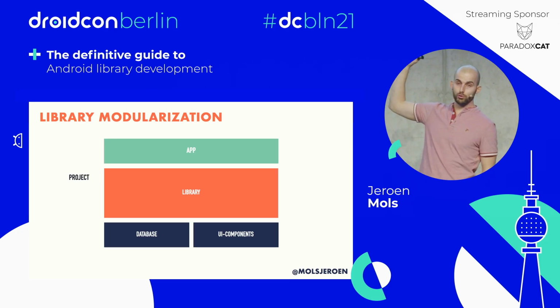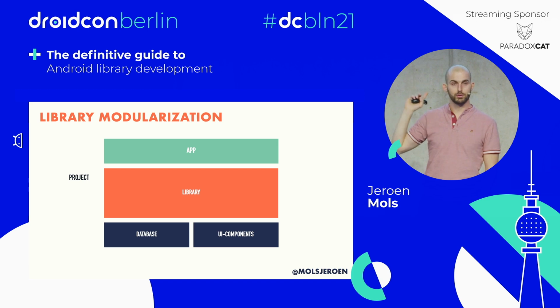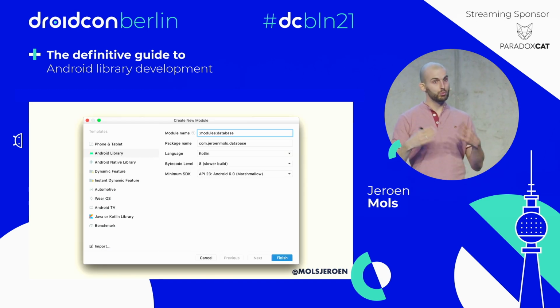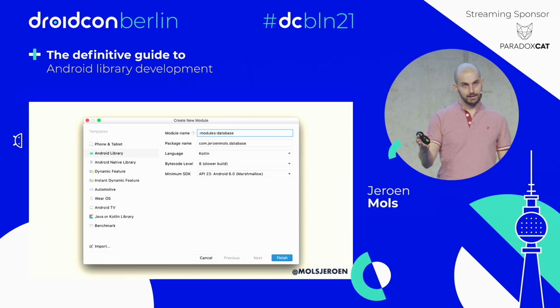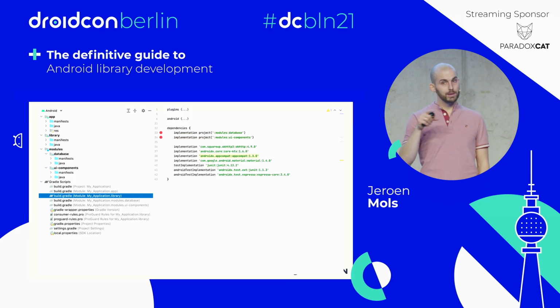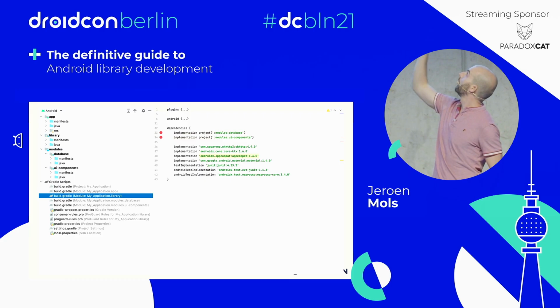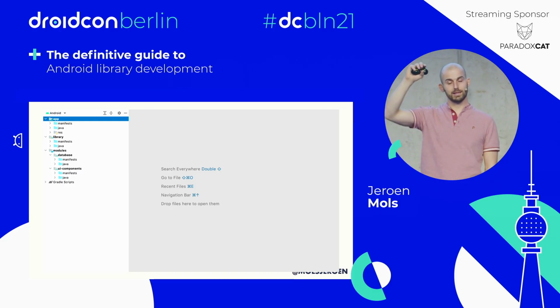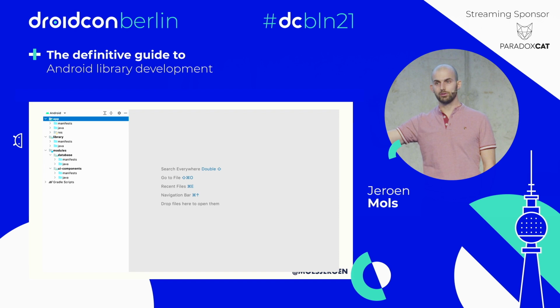So we're going to add 2 more modules to our SDK, a database module and a UI components module. The way we can do that is just add a new module in Android Studio, again an Android library. And then in our library build.gradle file, we are saying, hey, this module depends on the database and UI components. So the resulting project we have is 4 modules. We have the app module that integrates the library, and then the library integrates database and UI components.